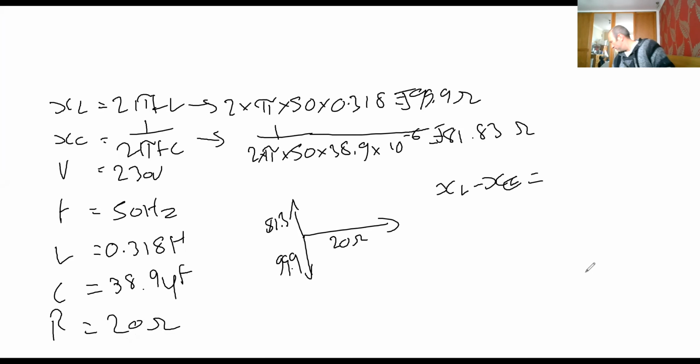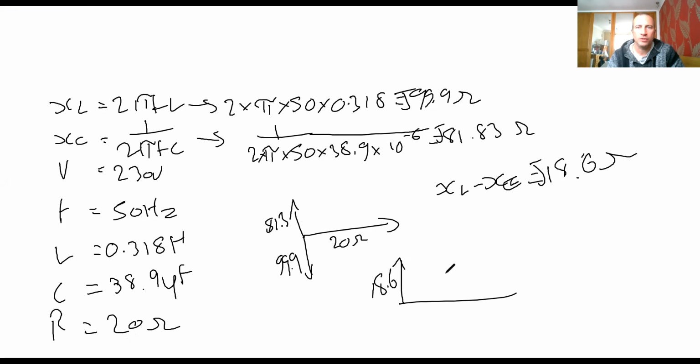All right, so that is 18.683 it was. We'll just go with 18.6 ohms. Now don't forget that's J, it's not real. So effectively this now becomes a right angled triangle, 18.6 that way and 20 this way. So our magnitude of impedance is there again, isn't it?